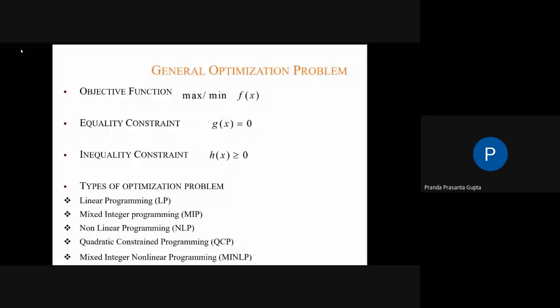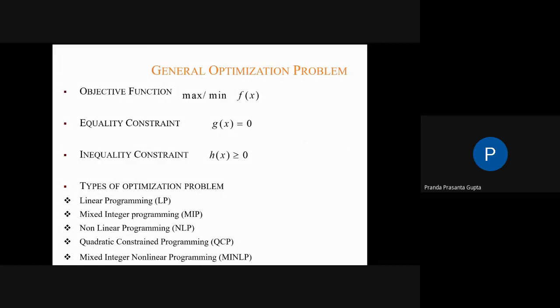So we define the objective function, let us say f(x), subject to equality constraints and inequality constraints. Equality constraint means g(x) is equal to 0. If you say inequality constraint, it may be greater than or equal to 0, or less than or equal to 0. So we define the inequality constraint, that is h(x) is greater than or equal to 0. We are just taking an example to make clear the general optimization problem in GAMS.